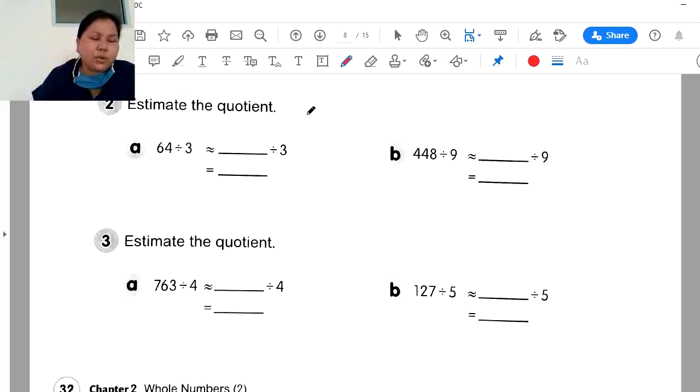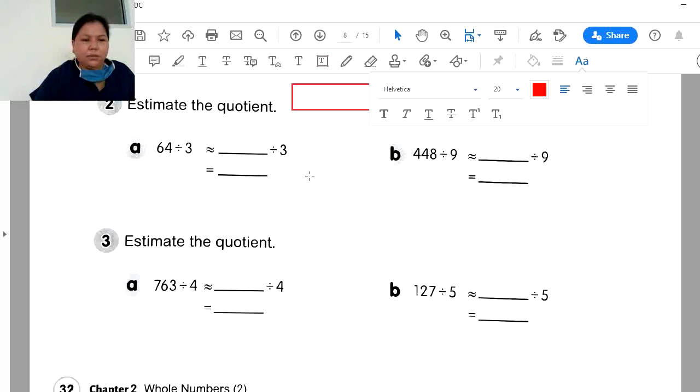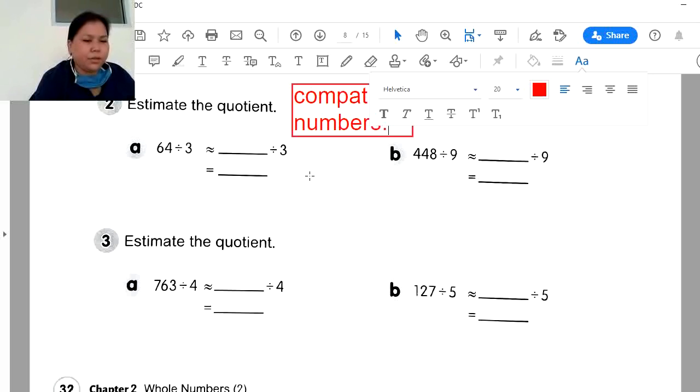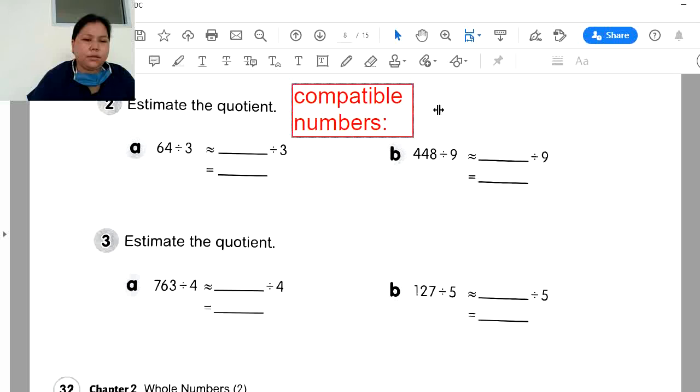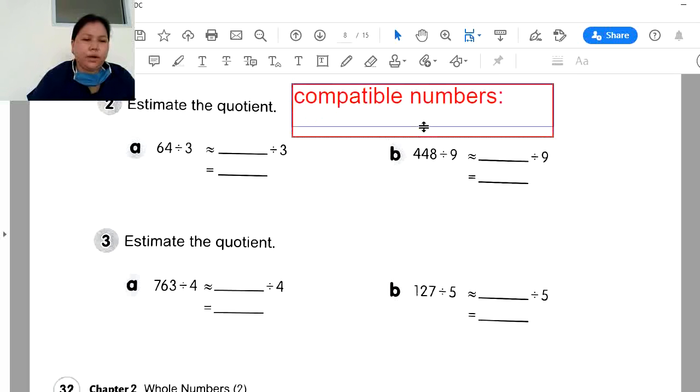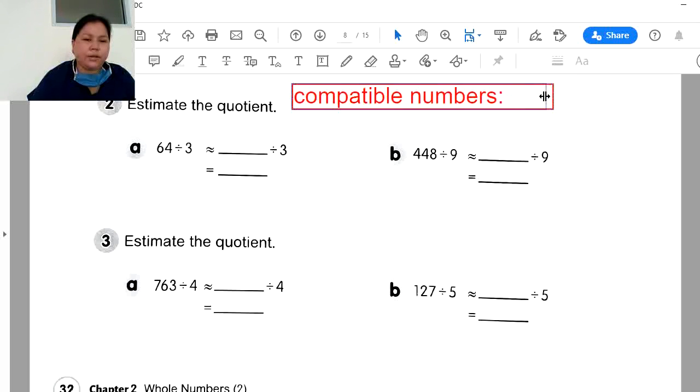So to estimate, we have to know the compatible numbers first. What are the compatible numbers of 3? Maybe you are unable to know what is compatible. Compatible numbers of 3. What are the compatible numbers of 3?